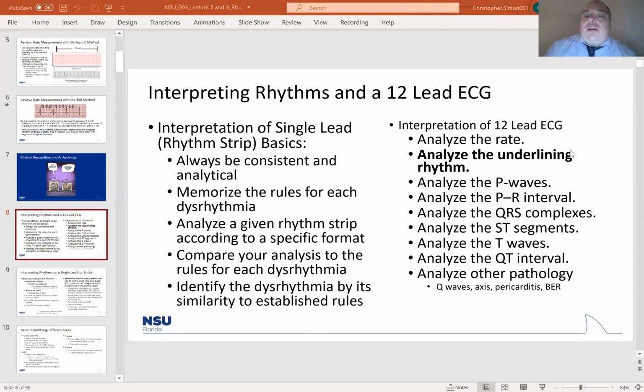Okay, hello again. We're on lecture number 2, part 1 at this point. We are going to be covering getting into analyzing and interpreting rhythms today. So that's going to be pretty fun, pretty exciting.